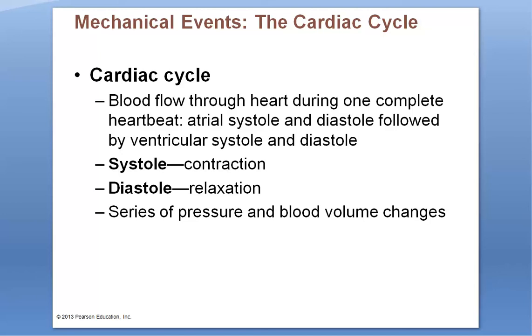These two terms are used when we refer to blood pressures. The upper number is the systolic pressure. The diastolic pressure is the lower number, as in 120 over 80. 120 would be systolic pressure, 80 would be diastolic pressure.